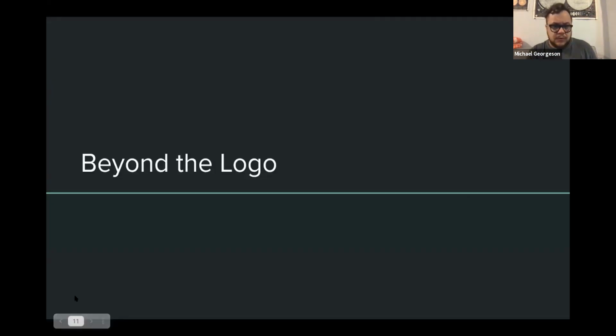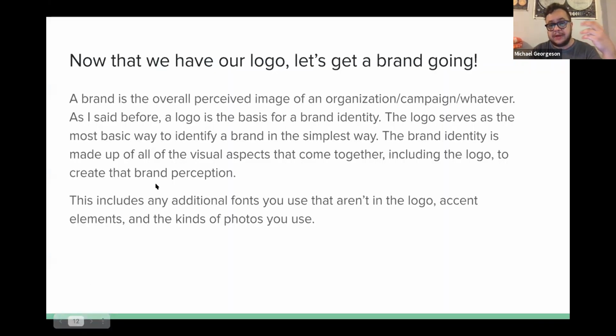Let's see. So that's doing a logo, and then beyond that, we have to put it on stuff like our brochures, T-shirts, pamphlets, whatever. And that's where we sort of get into the concept of a full brand. Brand is an idea. It's like the perceived image of the organization or campaign, and a logo is the basis for a brand identity.